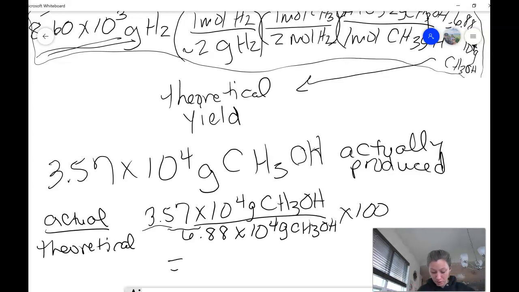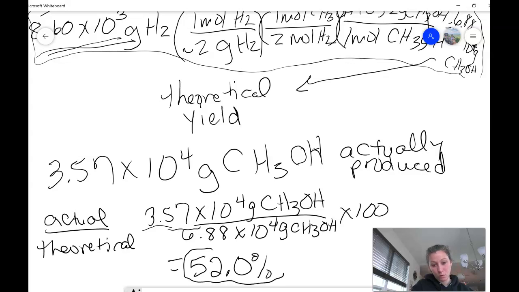And so the final percentage of your percent yield, your actual divided by your theoretical, is, or should be, 52%. Okay. So that's how you would solve a percent yield problem.